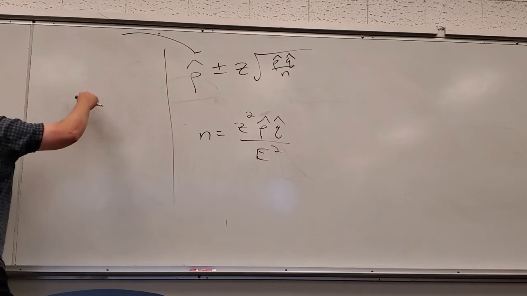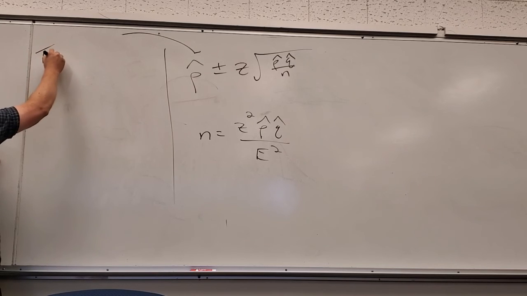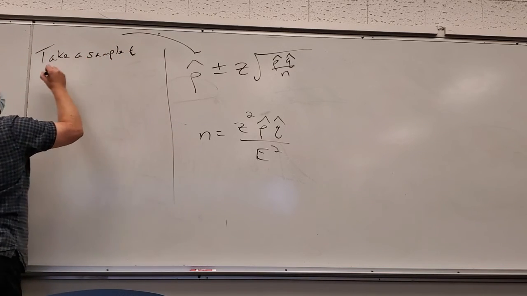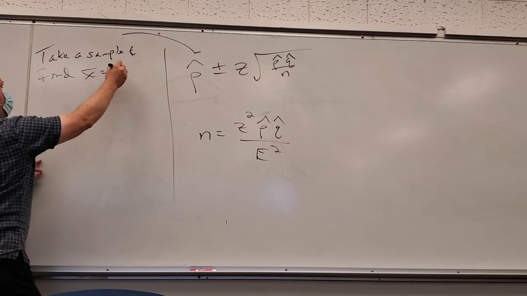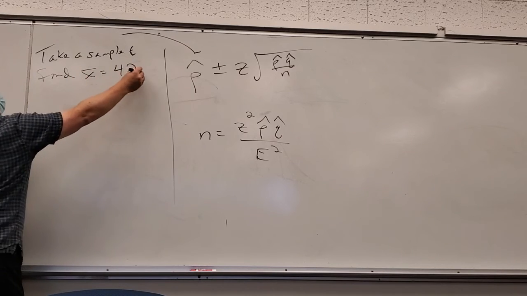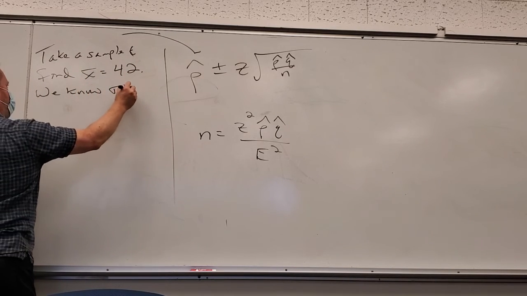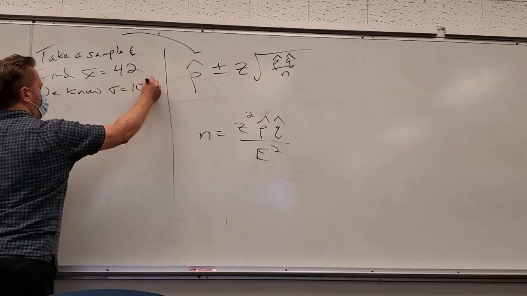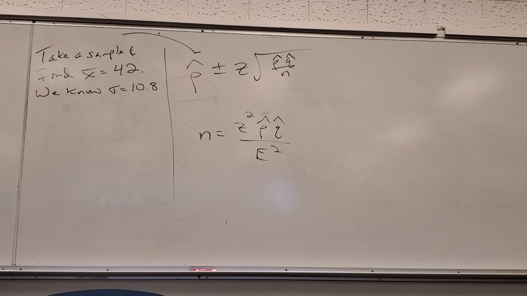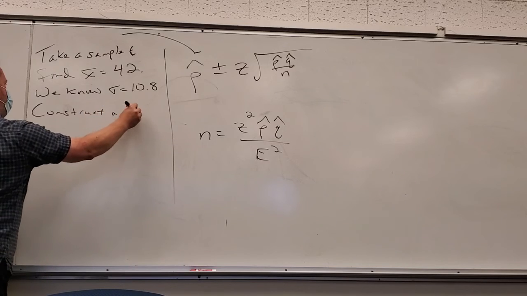So let's do an example of the one I just raised. Let's say we take a sample and find a sample mean of 42. We know the population standard deviation is 10.8. Cool. Right. So we go somewhere, we know what the population standard deviation is, and we take a sample in this little area, and we get that sample mean. Right, so 42 is our best guess, but by itself, it's not enough information. I want to give somebody an interval that kind of captures how certain I am about this. So can we construct a 90% confidence interval?